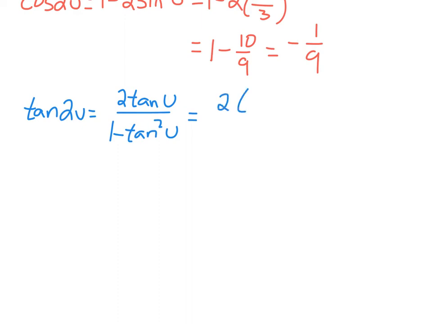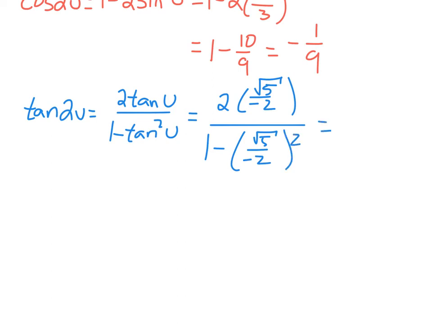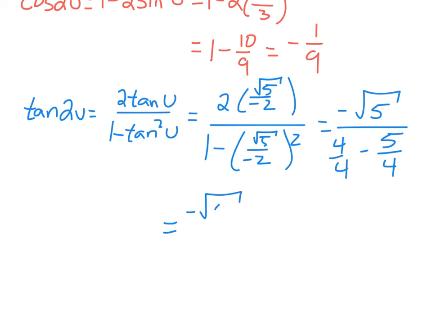So 2 times radical 5 over negative 2, over 1 minus 5 over negative 2 squared. So that gives us negative radical 5 up at the top. And then 4 minus 4 minus 5 over 4. And so then the tangent of 2u is going to be 4 radical 5.